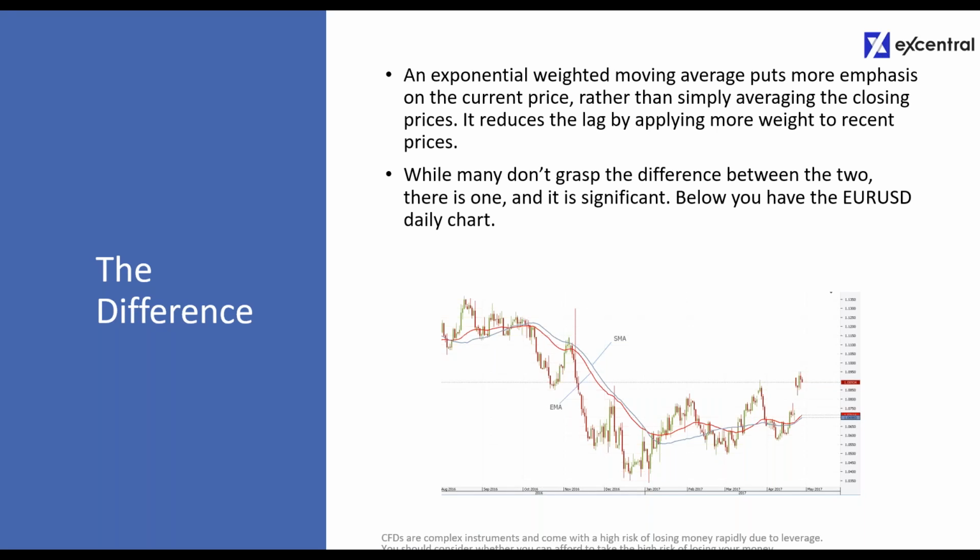An exponential weighted moving average puts more emphasis on the current price. While many don't grasp the difference between the two, there is one, and it's significant. You can see below, or saw on my live chart, the difference between those. When you're going to make a trading decision or analyze the markets, it's important. And when you're using indicators like Bollinger Bands or MACD that use a center line or a moving average as a base calculation, it's even more important.